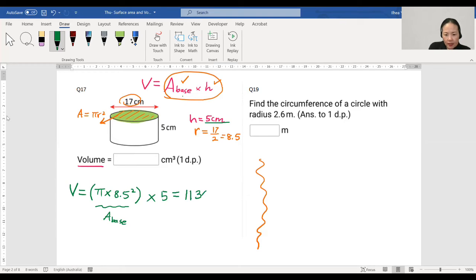1,134.9. Yes, cubic centimeters. Now this is the recommended answer. With the surface area, yes, we do it separately. We add them together later. But with volume, I want you to do them all together.